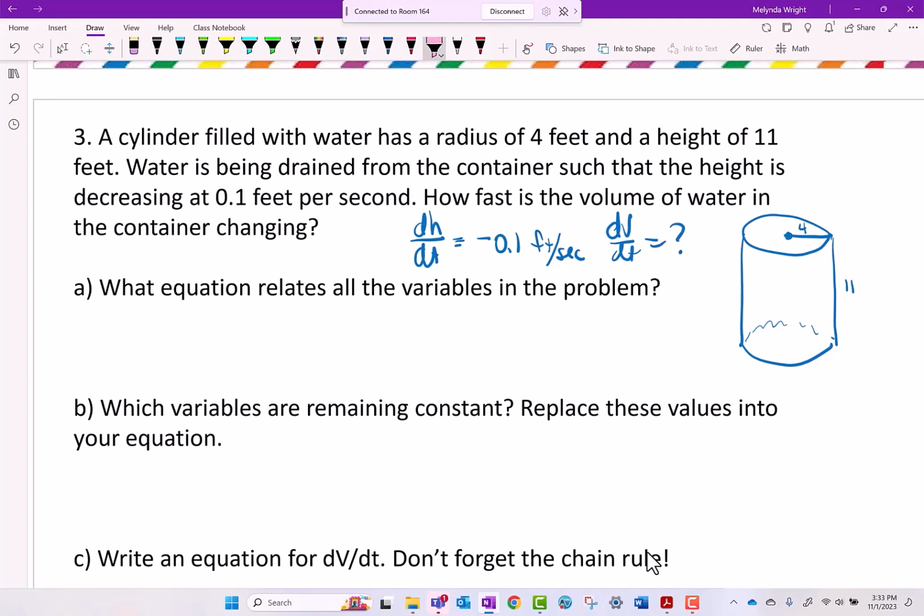This is my setup right here. Now I'm not quite done because I need to draw water in my container. Let's just pretend the water's right here. That's the water. And this part right here is actually the height of the water.